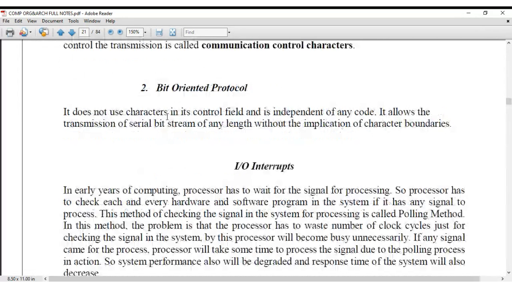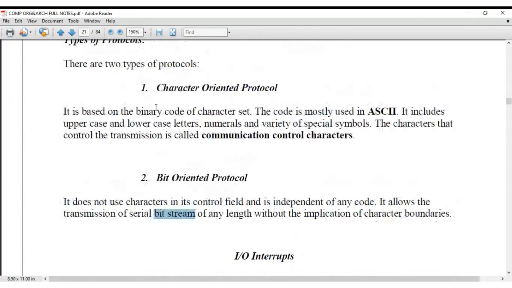And then the bit-oriented protocol. The bit-oriented protocol doesn't use characters to manage communication, but it uses what? A bit string. A bit is basically a binary number which can either be 0 or 1. So a bit string is a combination of different bits or bytes. And the difference between character-oriented and bit-oriented is that bit-oriented is not CPU intensive. Bit-oriented protocols are not CPU intensive.